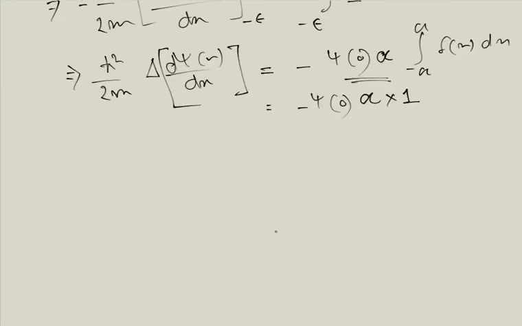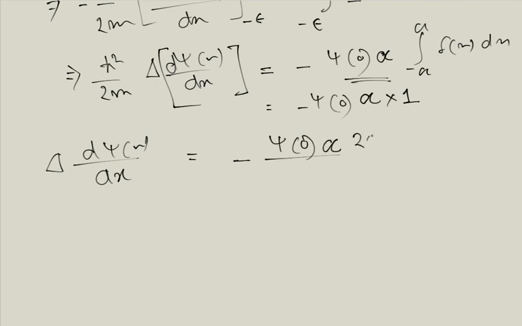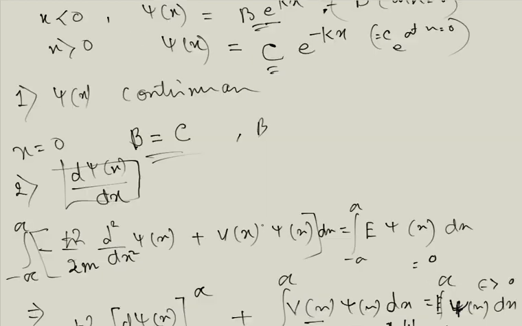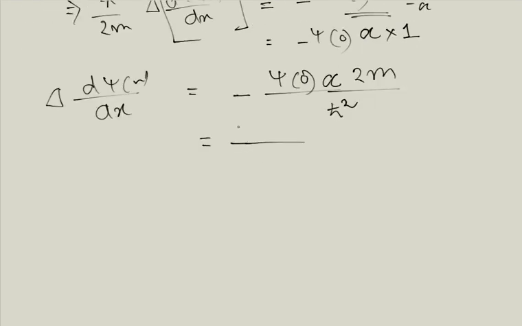So the change in the first derivative of psi of x will be equal to minus 2 psi of 0 alpha, twice m by h bar square. Psi of 0 is a here, or not a. As we have seen, at x equals 0 it is b or c. We will write only b, as c equals b. So it is b alpha twice m by h bar square.